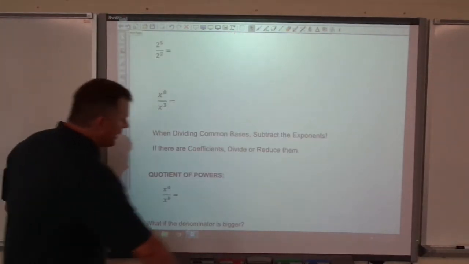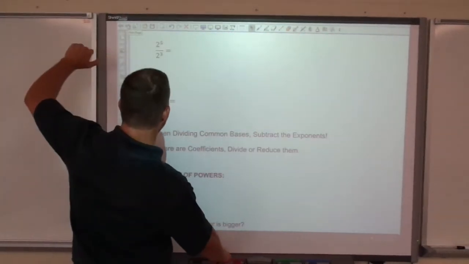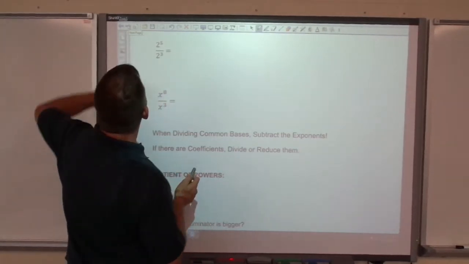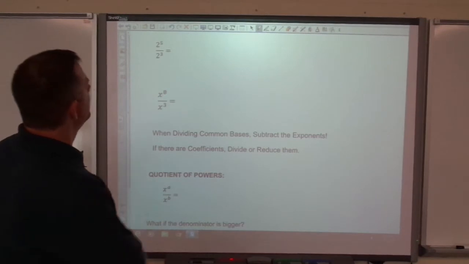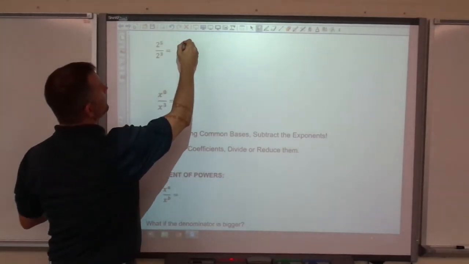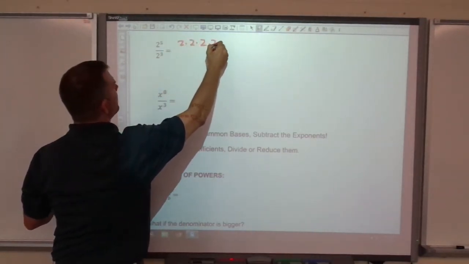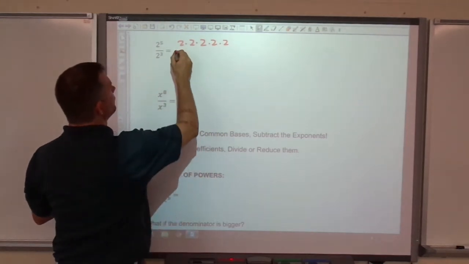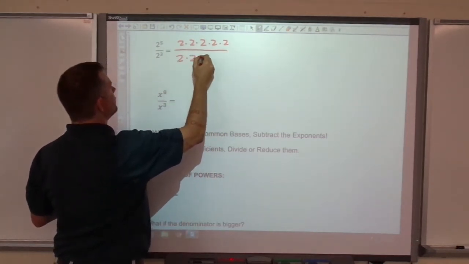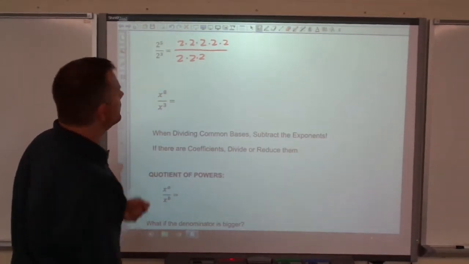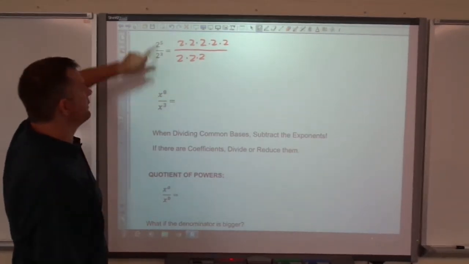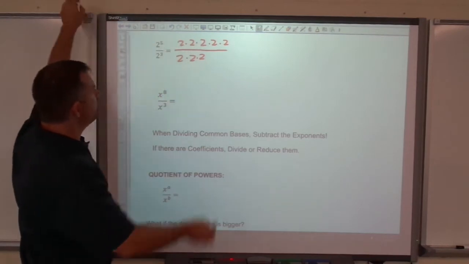Next we'll look at what happens if we divide. 2 to the fifth divided by 2 to the third. Well, 2 to the fifth means 2 times 2 times 2 times 2 times 2. 2 to the third is 2 times 2 times 2. This is really what we have. Now let's think about this for a second. What is 2 to the fifth? What is this equal to? That is 32, right?